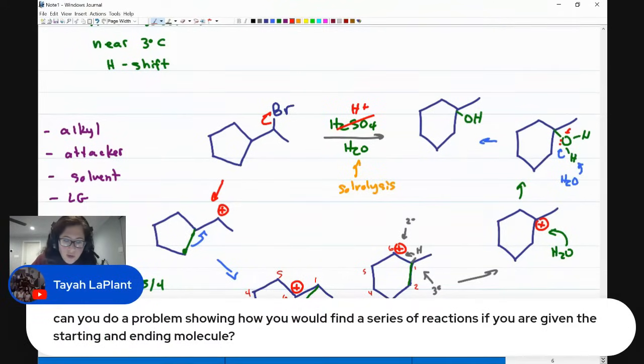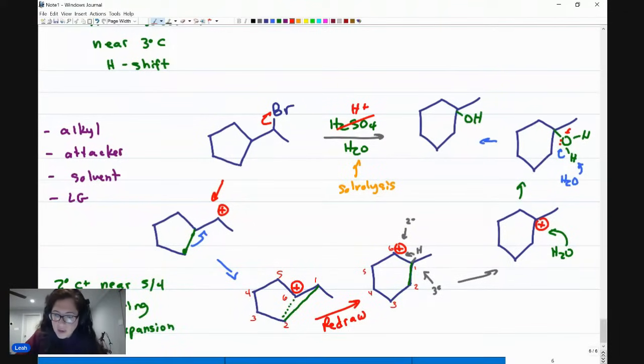Question, can you do a problem showing how you'd find a series of reactions if you're given the starting and ending molecule? Yes, I have synthesis problems coming up, so hold that thought. A couple of students did not learn that.